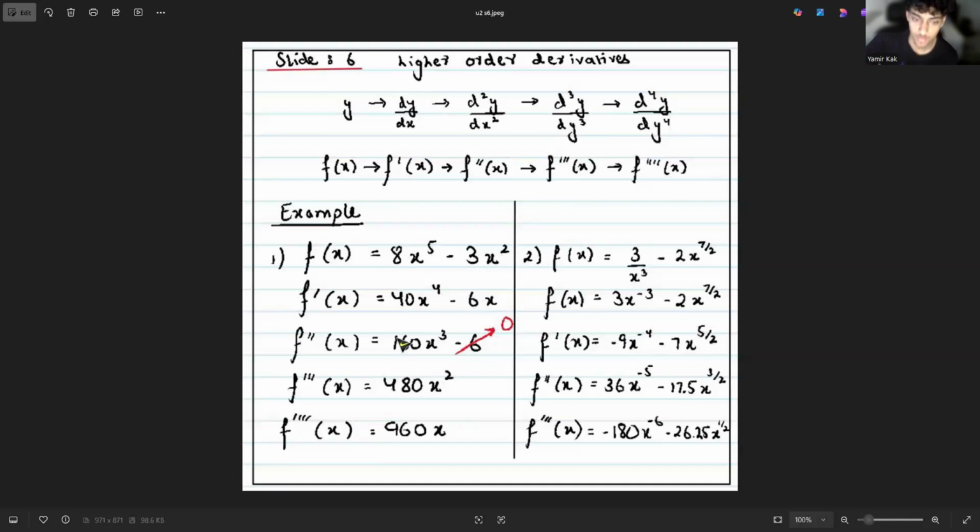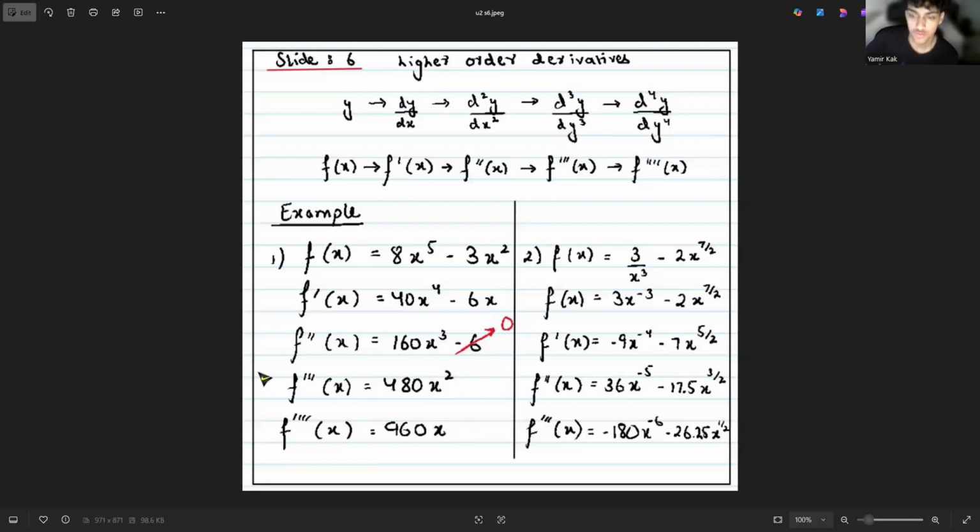Then we have 160x to the power of 3 when we do 4 times 40, and then 4 minus 1, and then minus 6, but this becomes 0 because this is x to the 1, and when it becomes x to the 0, it's just going to become 1. So that's just a constant term, and constant terms always get canceled out. So now we're only left with a single term. Now f's third derivative is 480x squared, and f's fourth derivative is 960x, right? When you just keep doing the power rule.